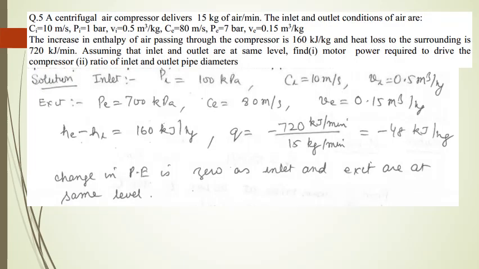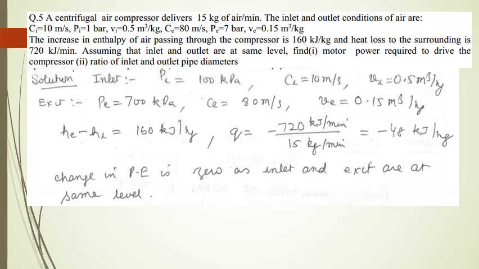A centrifugal air compressor delivers 15 kg of air per minute. The inlet and outlet conditions of air are CI 10 meter per second, PI 1 bar, VI 0.5 meter cube per kg, CE 80 meter per second, PE 7 bar, VE 0.15 meter cube per kg. The increase in enthalpy of air passing through the compressor is 160 kilojoule per kg, and heat loss to the surroundings is 720 kilojoule per minute. Assuming that inlet and outlet are at the same level, find the motor power required to drive the compressor and the ratio of inlet and outlet pipe diameters.